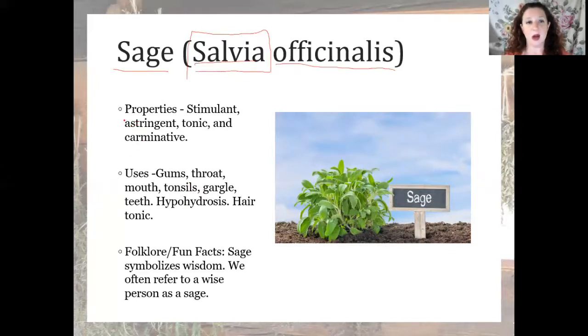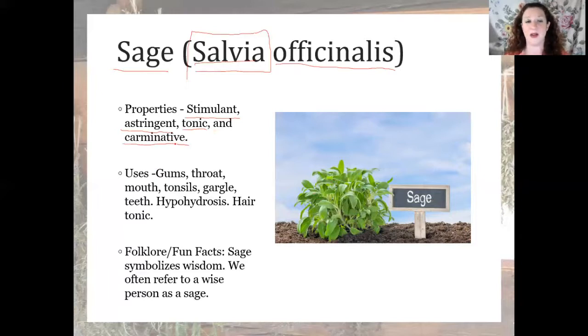As far as properties go, it is also a stimulant, although I would say that's probably not its strongest property. It is astringent. In fact, it's highly astringent. And if you ever drink sage tea, boy, you can feel the tissue in your throat and in your mouth tightening. It's a tonic, generally used for the hair. It's a hair tonic. We'll talk more about that in a minute. And it is a carminative.